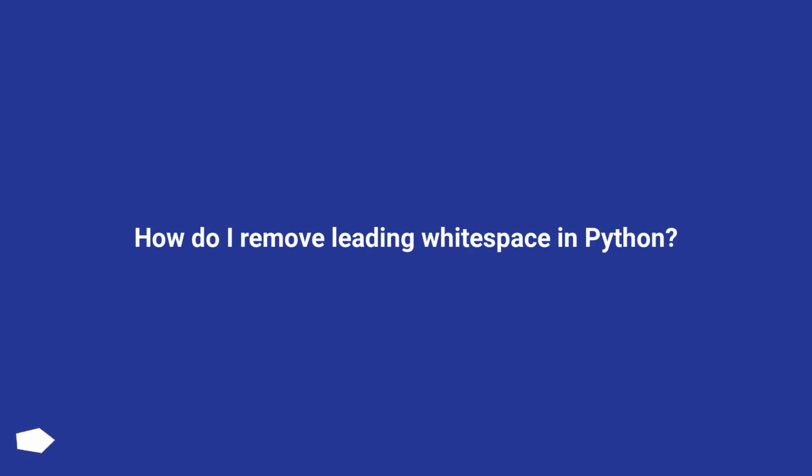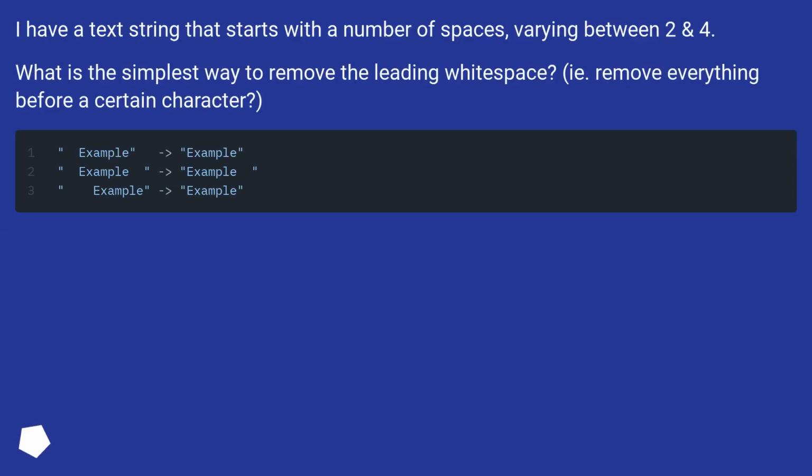How do I remove leading whitespace in Python? I have a text string that starts with a number of spaces, varying between 2 and 4. What is the simplest way to remove the leading whitespace? Remove everything before a certain character.